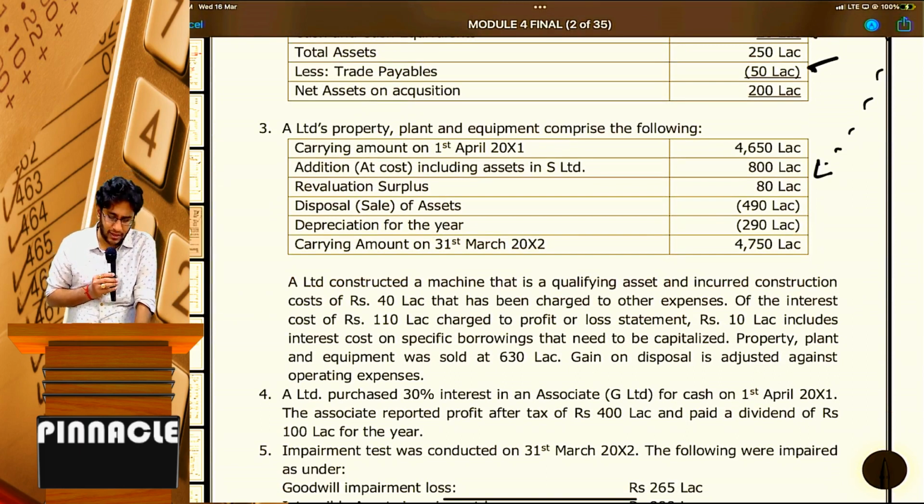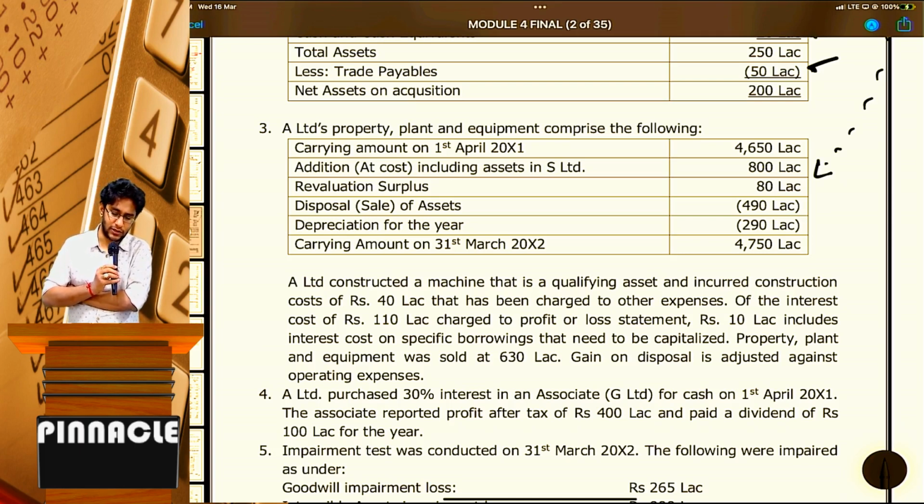A Limited constructed a machine that is a qualifying asset, and incurred construction cost of 40 lakhs. That has been charged to other expenses. Bad. Machine construction cost, you will put it in P&L? No, but this fellow put it. So you have to add it to the cost of the asset and add it back to P&L also, because P&L is wrong prima facie. Of the interest cost of 110 lakhs charged to P&L, 10 lakh includes interest cost on specific borrowings that needs to be capitalized. So your profit is again wrong to the extent of 10 lakhs.